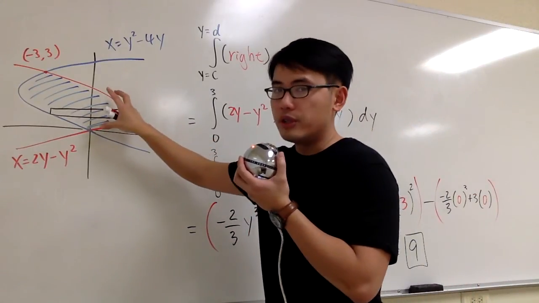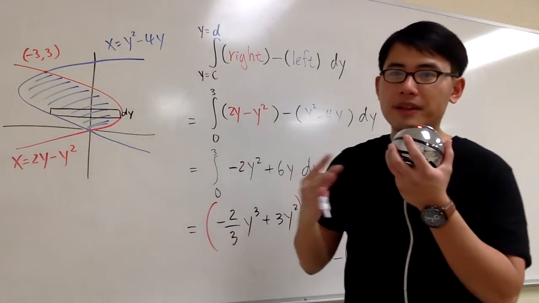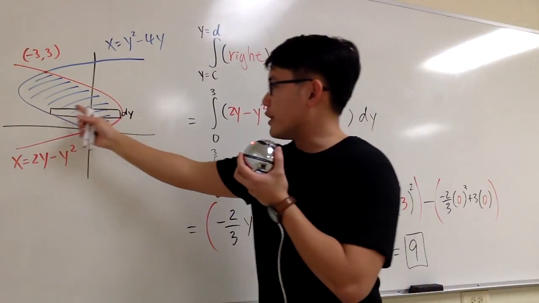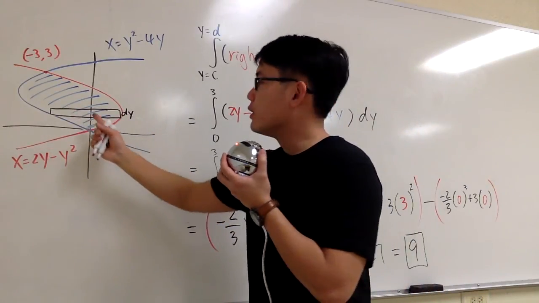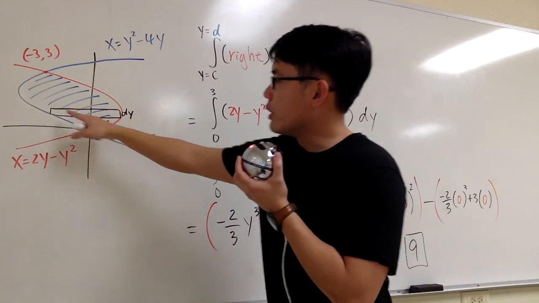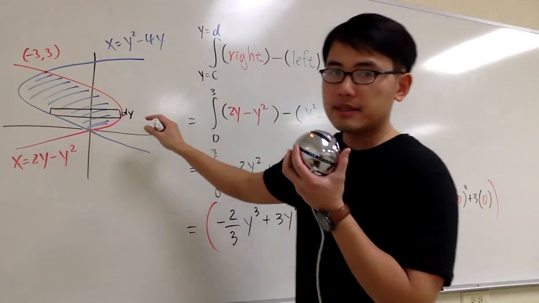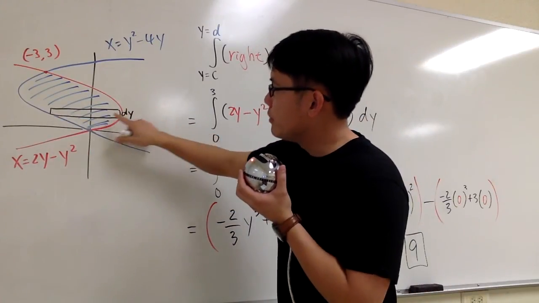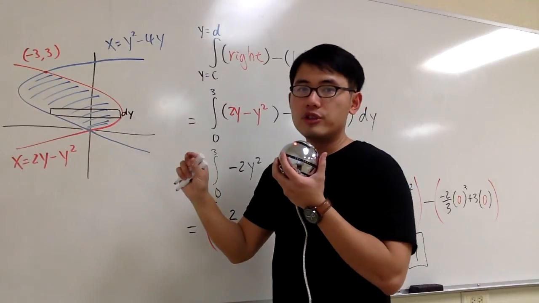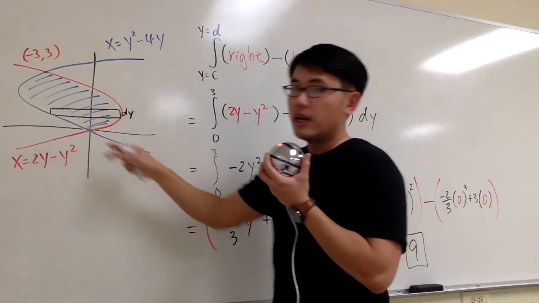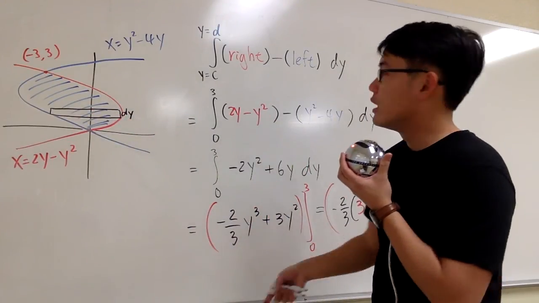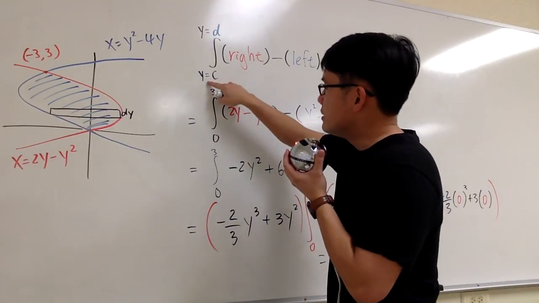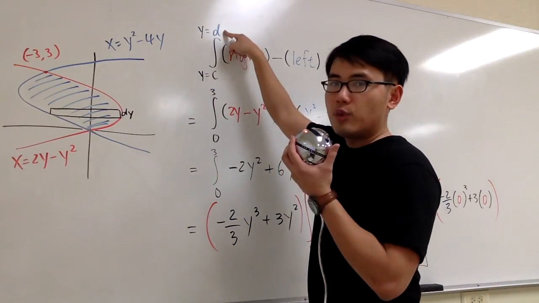In such a situation, whenever you have a function that's open sideways, we should draw the rectangle horizontally. So we're going to set out a rectangle like this, and the base is going to be dy, because the base is just a small change in the y-axis. And this is how the integral is going to work. It's going to be the beginning y value and the ending y value.